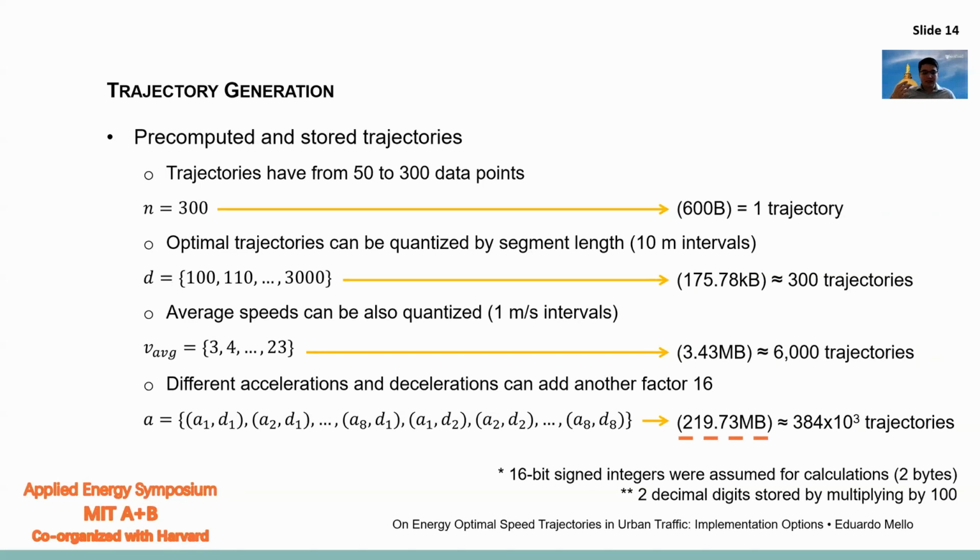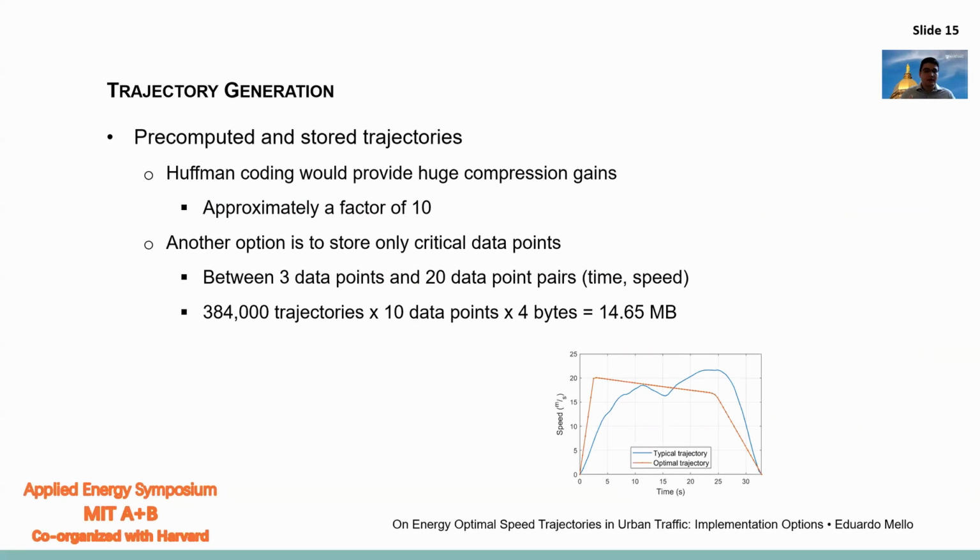We can also consider that the maximum allowed acceleration and deceleration can vary depending on the trajectory that you're trying to optimize. If you consider a combination of 16 of those, we arrive at 384,000 trajectories. To store all those trajectories, it only takes 220 megabytes of storage if we're storing them as 16-bit integers. While that space requirement is not very big, we can further reduce it by using a compression algorithm, for example Huffman coding, and that can reduce our storage necessary by approximately a factor of 10.